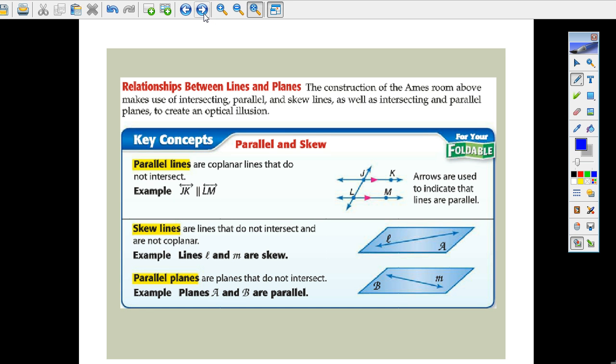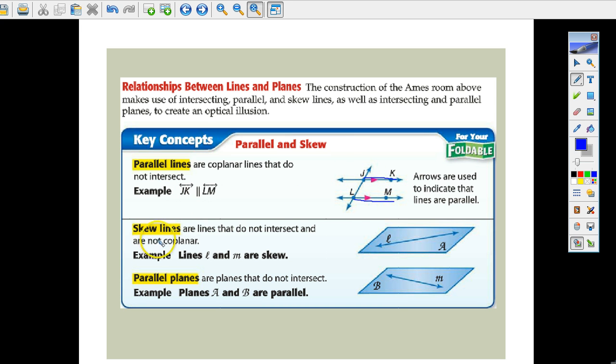Alright, so relationships between lines and planes. The construction of the Ames room above makes use of intersecting, parallel, and skew lines as well as intersecting and parallel planes to create an optical illusion. So parallel and skew. Parallel lines are coplanar lines that do not intersect. For example, JK is parallel to LM. So this line here, JK, is parallel to line LM.